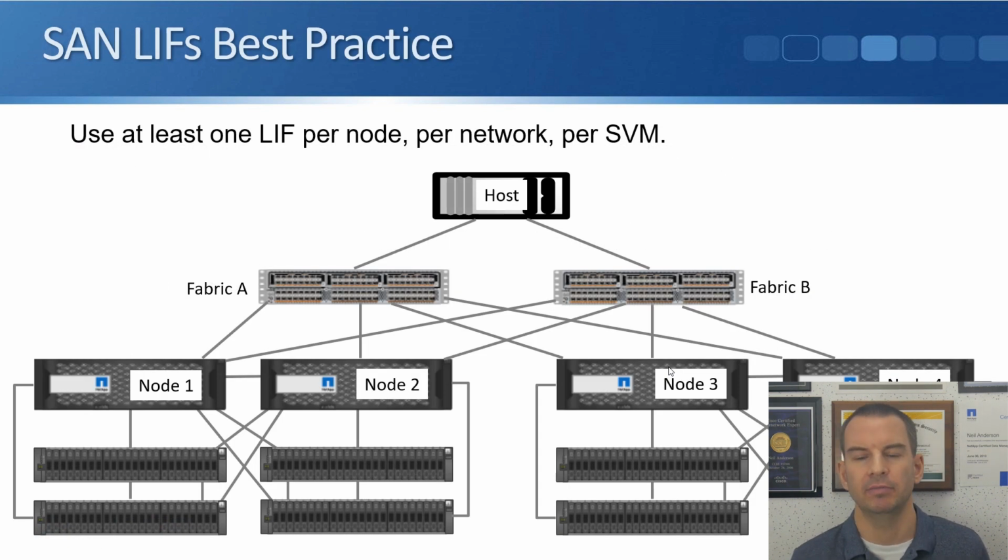Okay, so let's have a look at this example topology and how ALUA and SLM is going to work. First off, best practice is to use at least one LIF per node, per network, per SVM. So in our example here, we have a 4-node cluster, and all of the different nodes are going to be hosting LUNs. So in that case, you want to have one LIF per node. You can see here, we have 4 nodes. Each of the nodes is attached to fabric A and fabric B. That means we would have 8 LIFs, one on each of the physical ports.